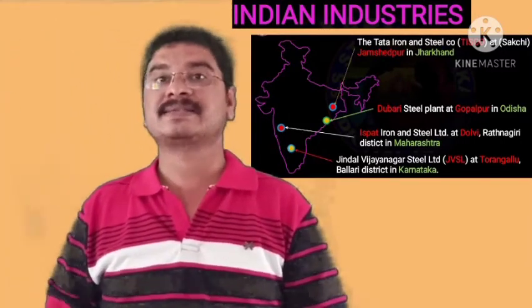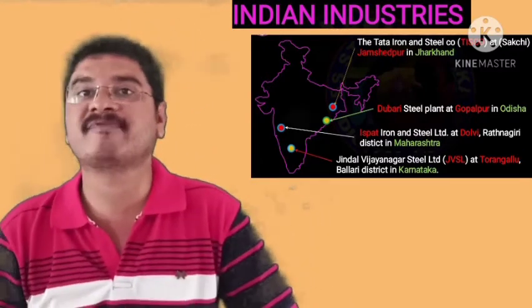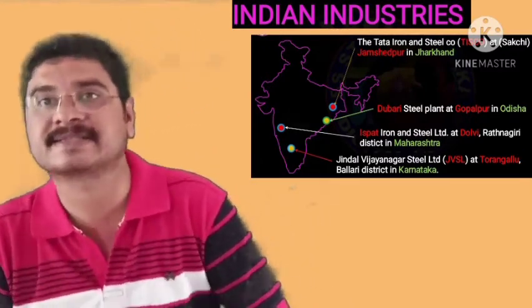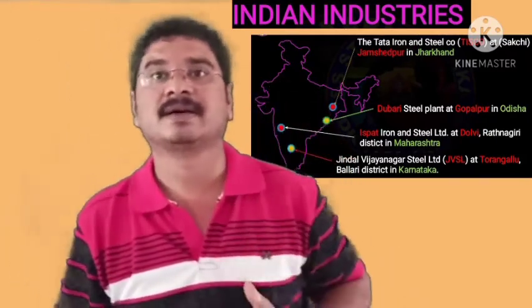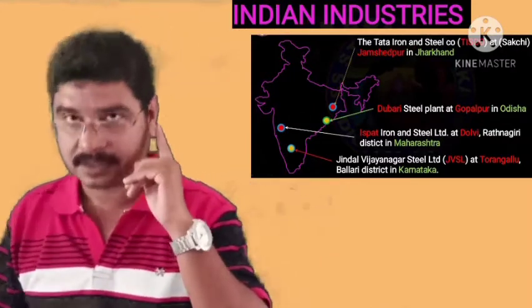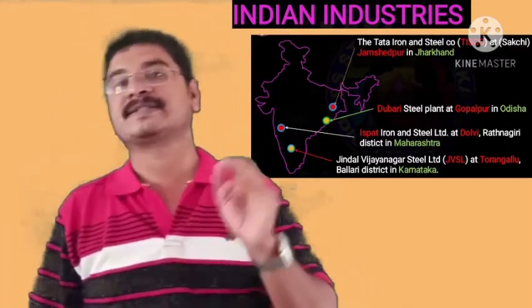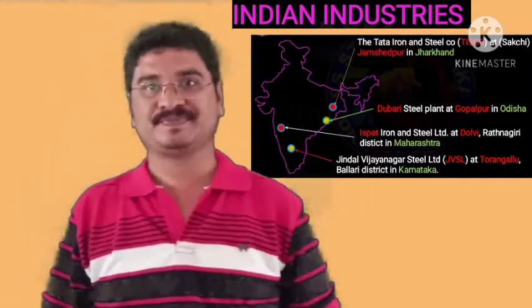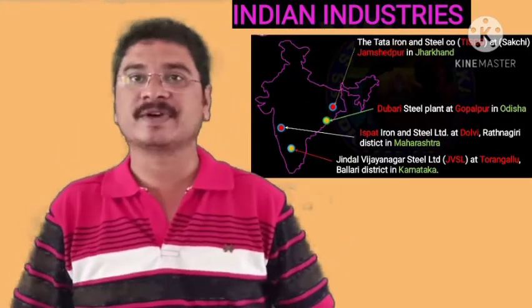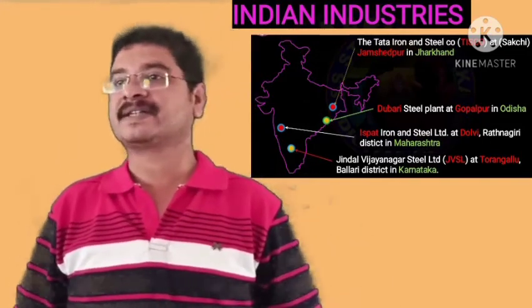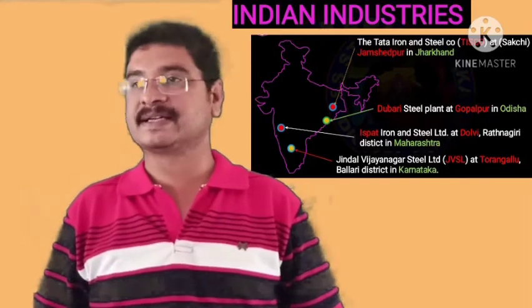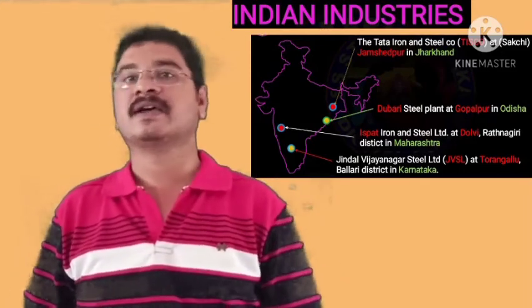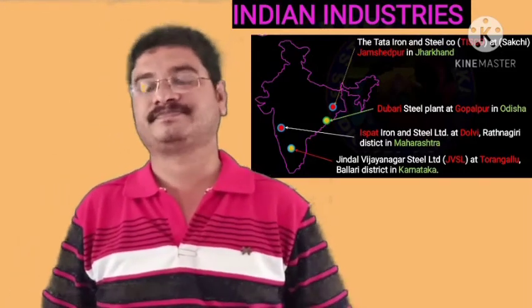Then you can see the private sector. Where can we find the private sector steel industries? The Tata Iron and Steel Company, the first steel industry in India, is called TISCO, at Sakchi in Jamshedpur, which is in Jharkhand.